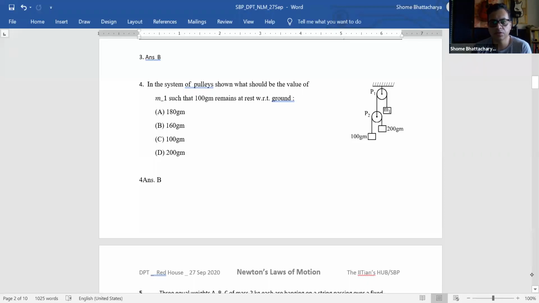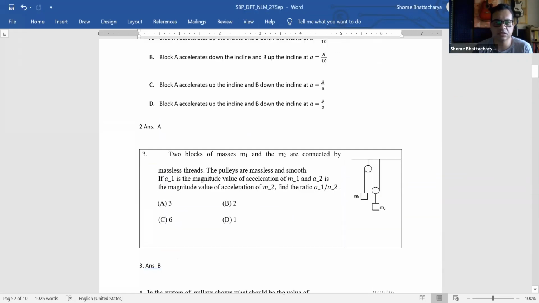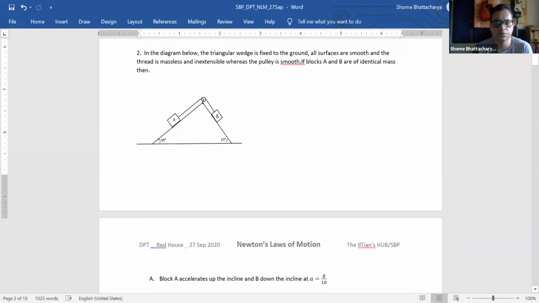Okay, so this one is 100 grams, 200 grams, and you have to find the value of M1 so that the 100-gram block is at rest. Okay, Harpriya, I'll come back to the second question. So just be patient, everyone. Let me discuss the second question quickly, Harpriya, and understand.